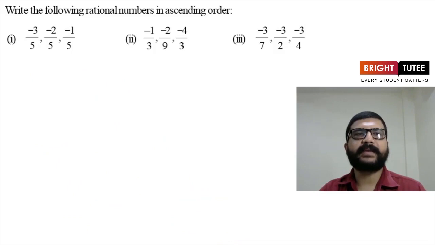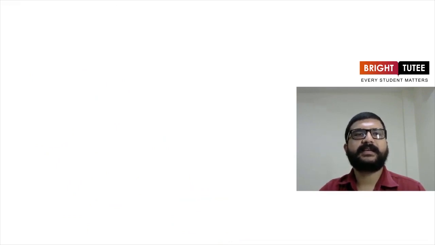So in this session we have seen many questions on rational numbers, that how to find standard form of a rational number, how to plot a rational number on number line, how to compare rational numbers, and how to find rational numbers between any two given rational numbers. We have seen many questions based on all these things.